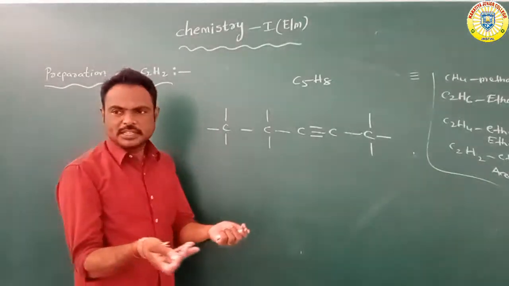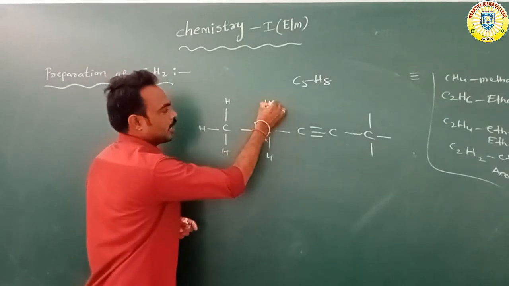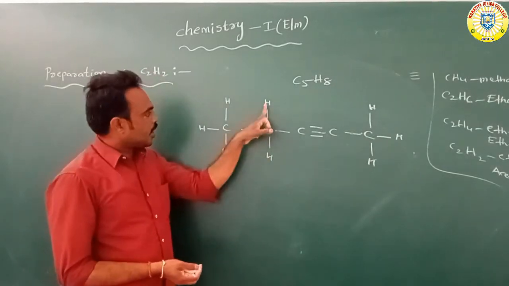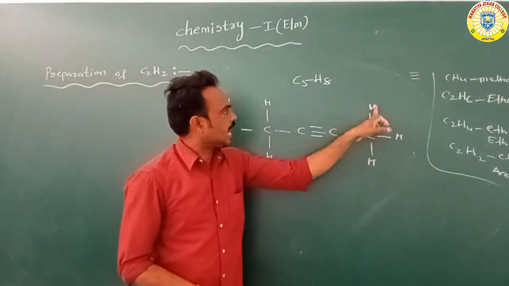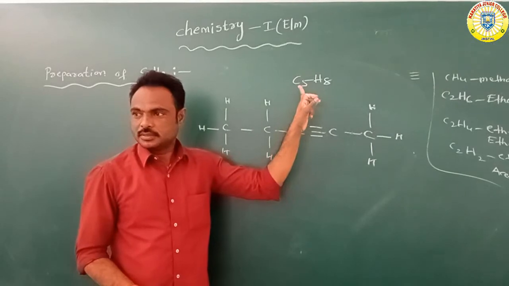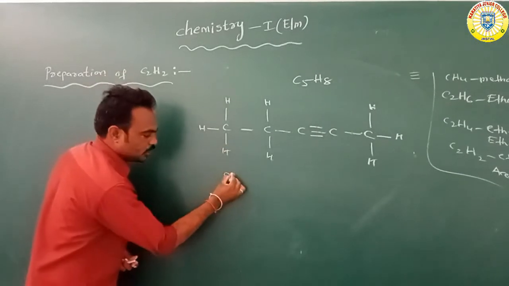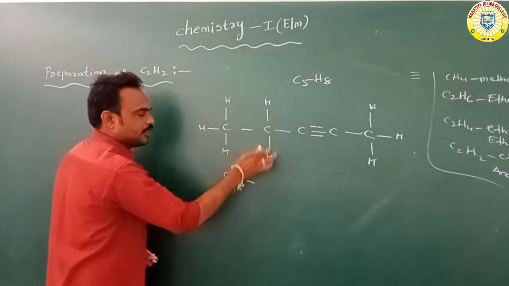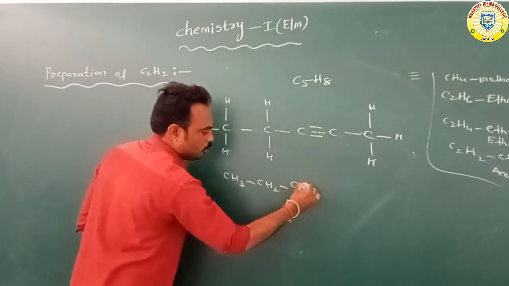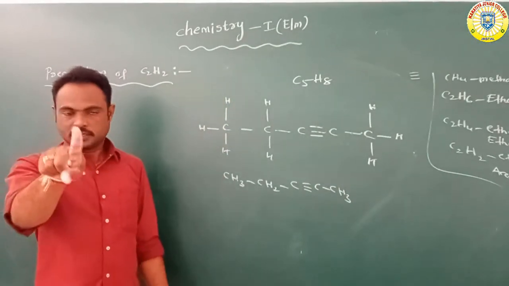Okay. So next we arrange the hydrogens. So H, H, H, H, H, H, H, H. Overall 1, 2, 3, 4, 5, 6, 7, 8 hydrogens. Carbons: 1, 2, 3, 4, 5 carbons. So in another form, listen. This carbon is attached with how many hydrogens? 3. So CH3. This carbon is attached with how many hydrogens? 2. So CH2. Then carbon triple bond carbon, then CH2. Okay? Yes.